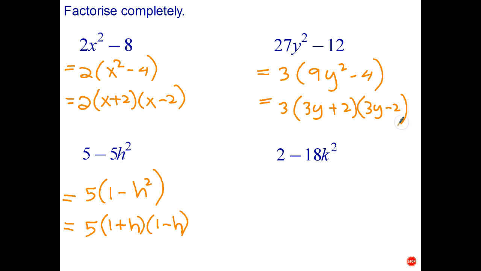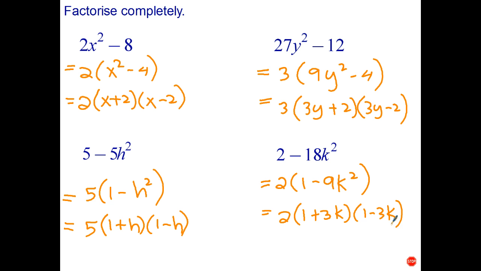Okay, looking at the last question, once again, we can't find the difference of two squares yet. But if we first take out the common factor of 2, we end up with 2 outside of 1 take 9k squared. Well, that's 1 squared, that's 3k all squared, and this factorizes to be 1 plus 3k times 1 minus 3k.